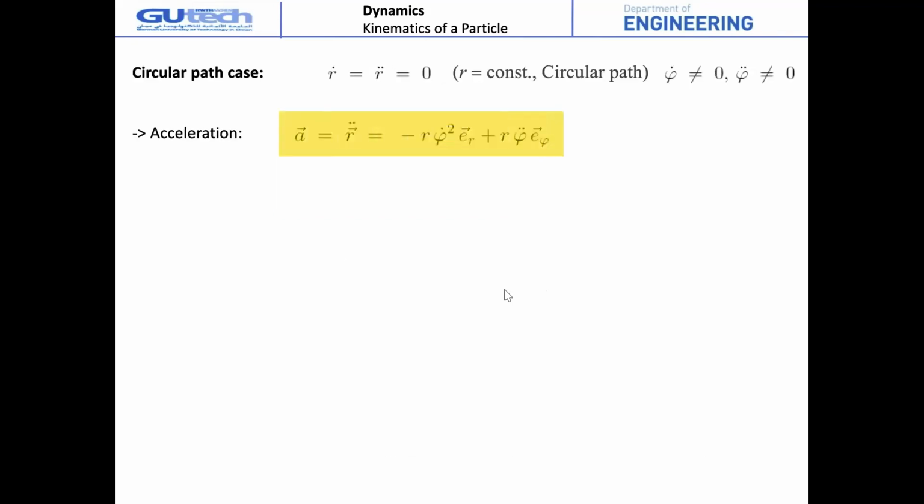In the case of the circular path, the radial component of the velocity and the acceleration, r dot and r double dot, are equal to 0. Then r is constant, as it's a circular path, and phi dot and phi double dot are different from 0. Replacing in the previous equation, we get the following term for the acceleration.